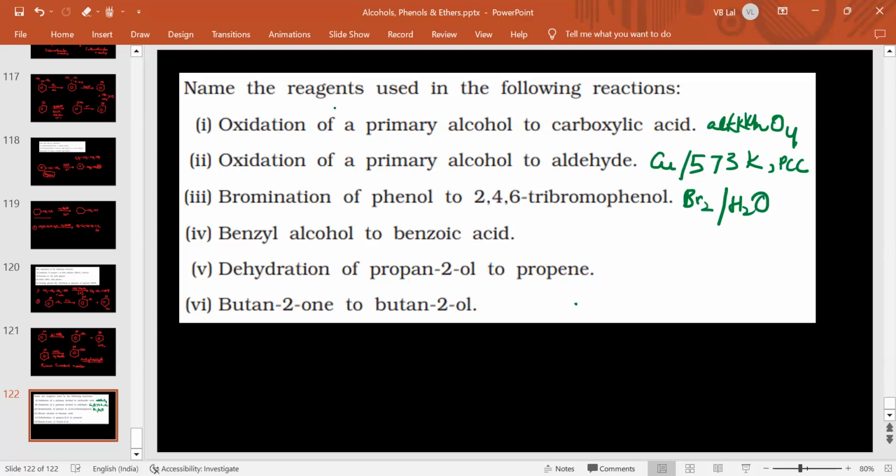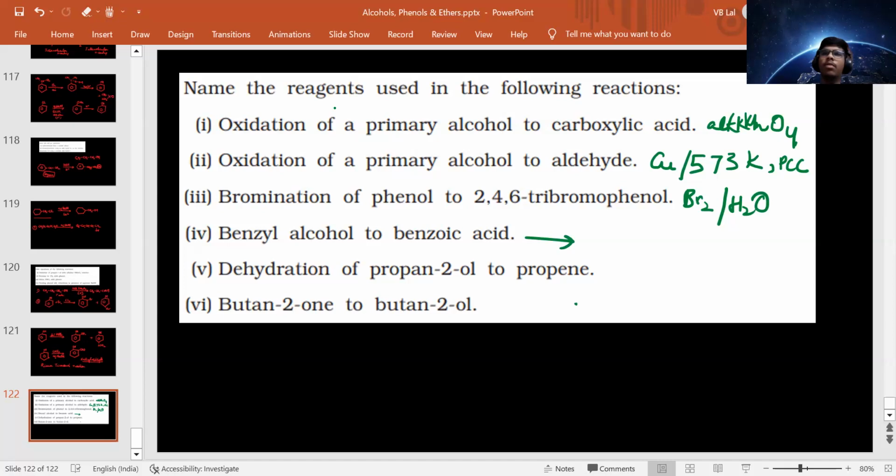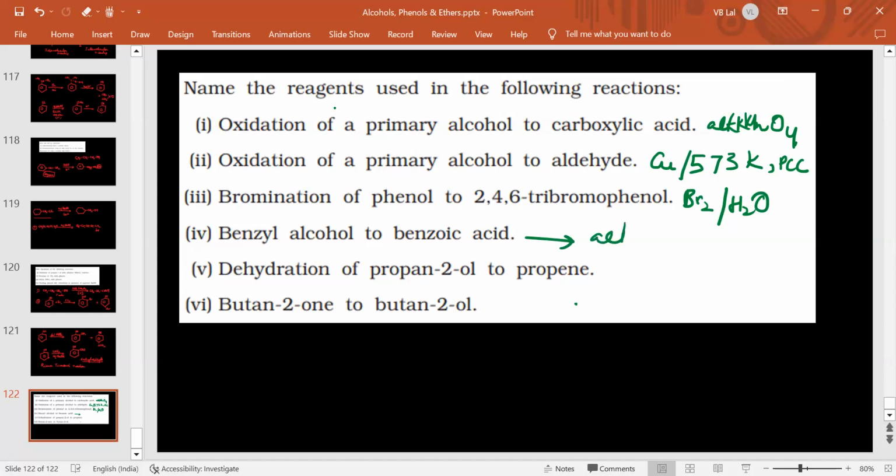Why with bromine water? Because water is a polar solvent, so it will give substitution at ortho and para, so 2,4,6 tribromophenol. Okay. Then benzyl alcohol to benzoic acid. Ma'am, alkaline KMnO4, ma'am. Yes, alkaline KMnO4. Very good.